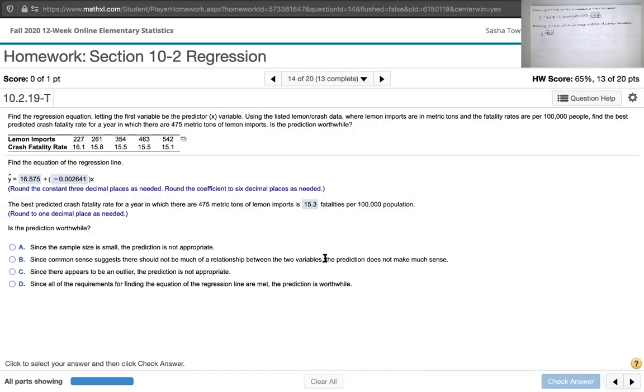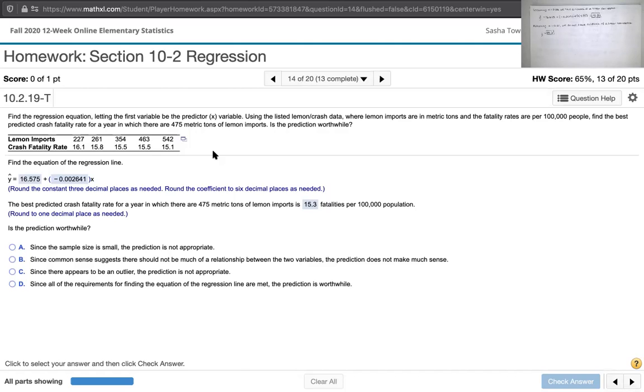And then the question says, is the prediction worthwhile? So let's think about it. If we have X equals 475 metric tons, that is in the range of X values for our particular set of 5 X values. So I'd say, okay, it's not too far out. We're not extrapolating too much. So that's a good thing. The sample size is pretty small though.